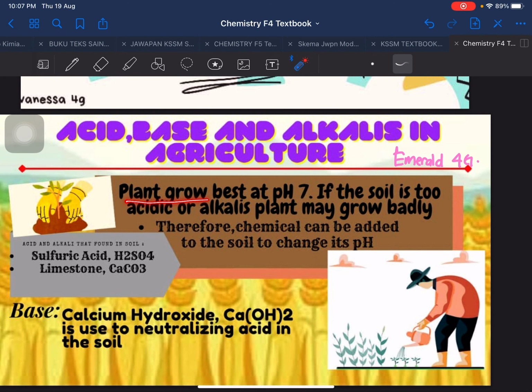Now, plants grow best at pH 7. Yes, neutral. If the soil is too acidic ataupun alkali, plants may grow badly. Therefore, chemicals can be added to the soil to change its pH. So what are the chemicals found in the soil? Number 1, sulfuric acid. Number 2, limestone. Sulfuric acid is used if the soil is too alkaline, the alkalinity is too high. And then limestone is used when the acidity is too high.